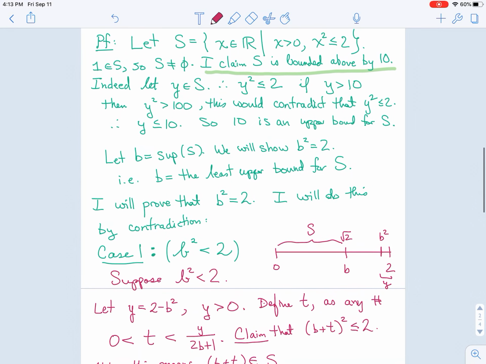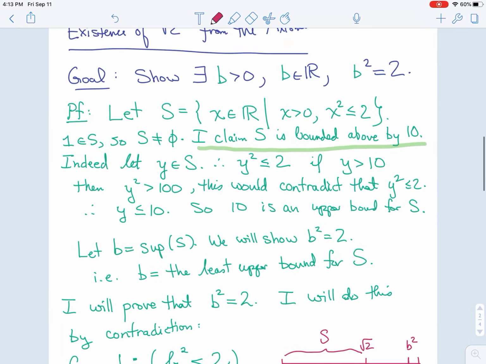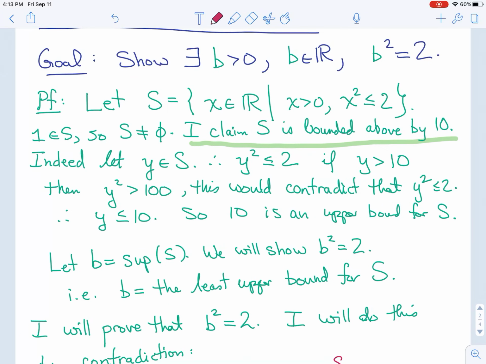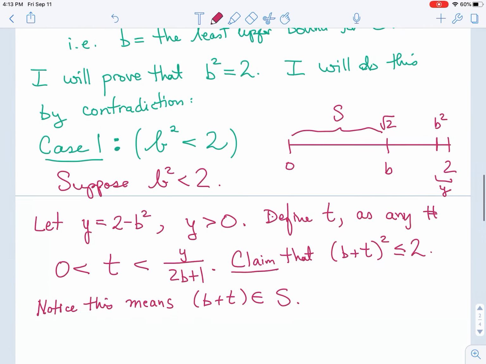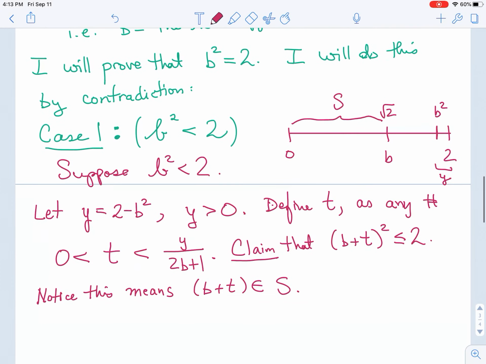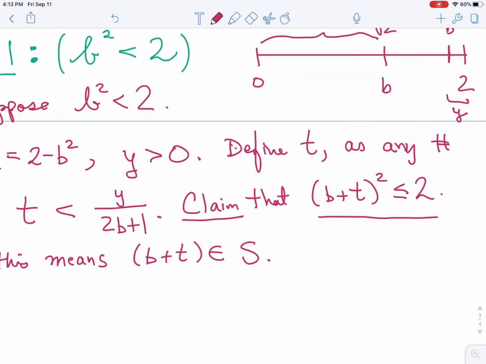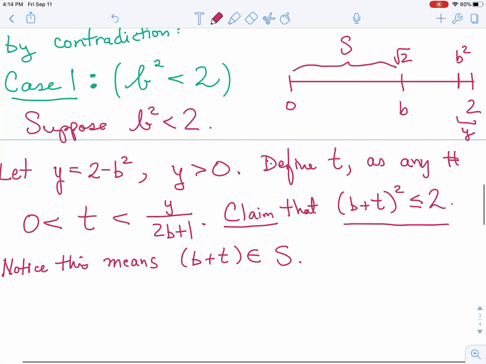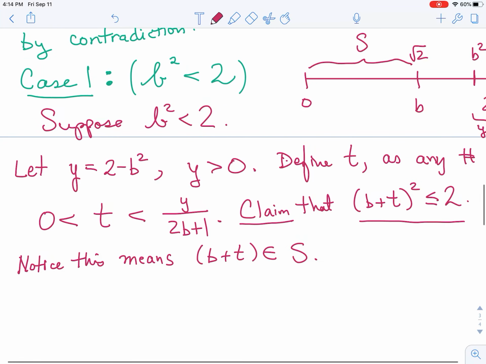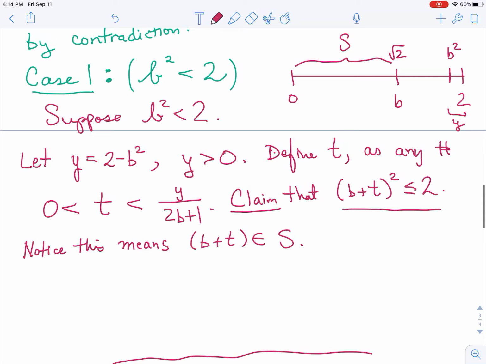Wait, what the heck was S? Let's go back and see. S was the set of all positive real numbers that squared gave us something less than or equal to 2. So if my claim is true, then because b plus t squares to something smaller than 2, and b was positive and t is positive, so b plus t is positive, that's going to mean that b plus t is in S.